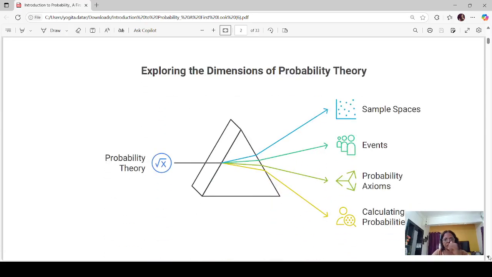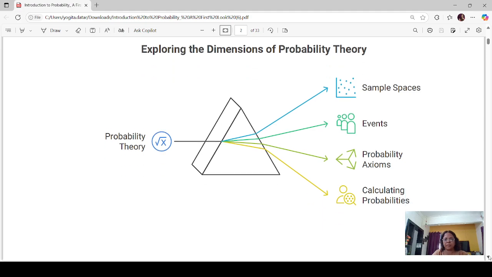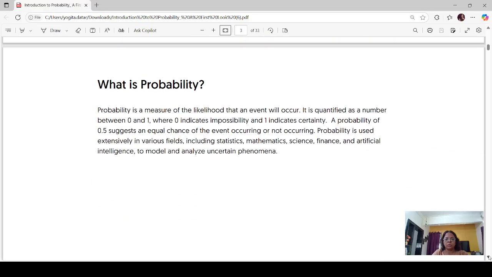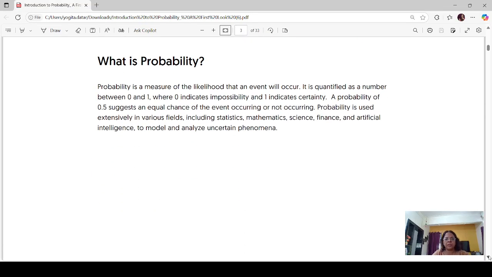So the dimensions of probability theory are sample spaces, events, probability axioms, and along with this we are going to calculate probabilities of very simple examples. So the very first question, what is probability?